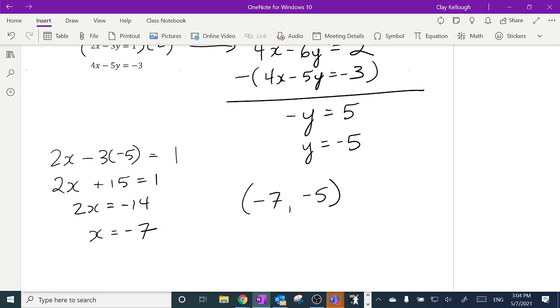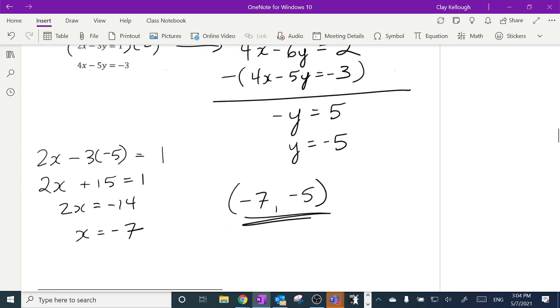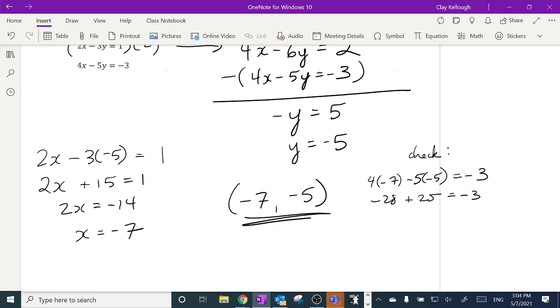Let's plug it into the other equation just to be sure. So let's do a check. Does 4 times negative 7 minus 5 times negative 5 actually make negative 3? This is negative 28 plus 25, and yep, that checks. We got it. So if that was a test, did you get all the marks?